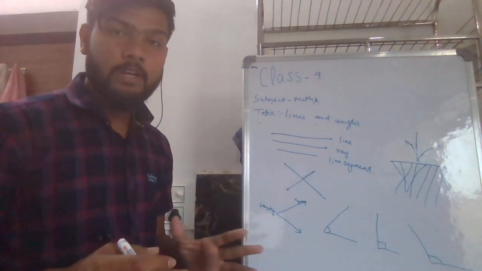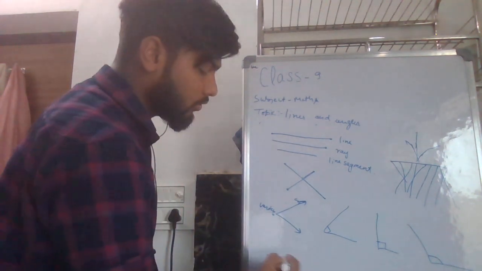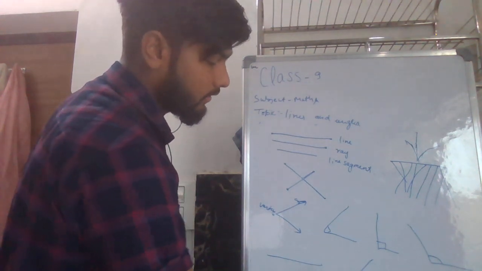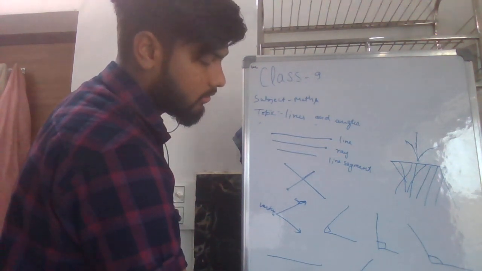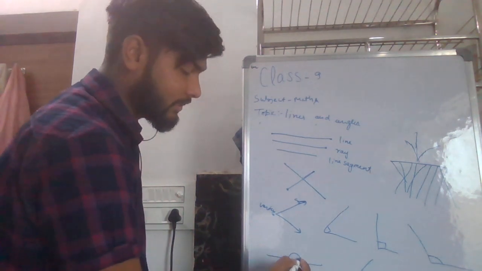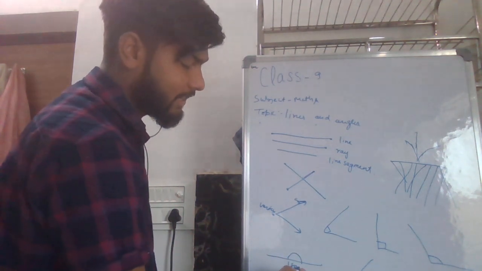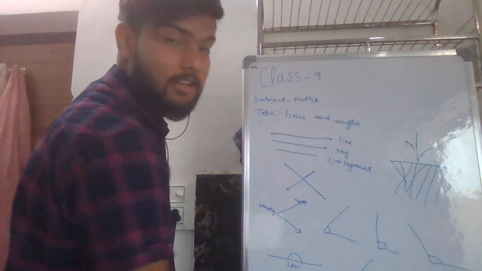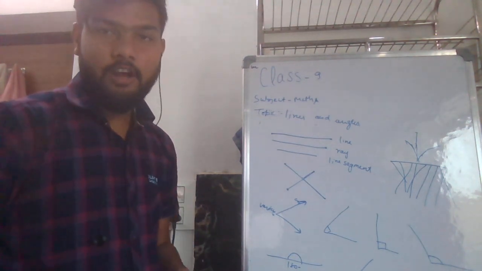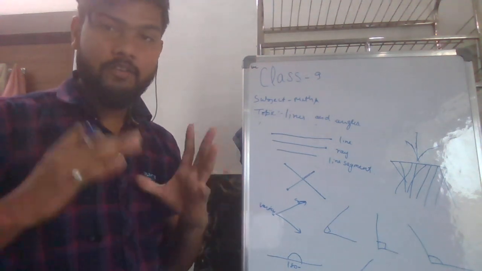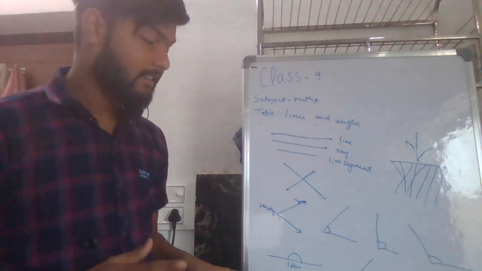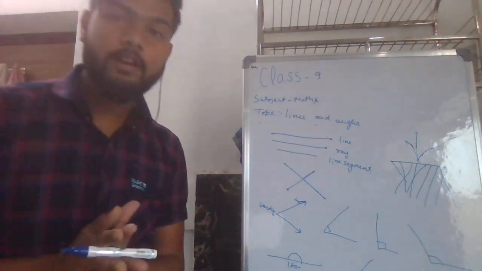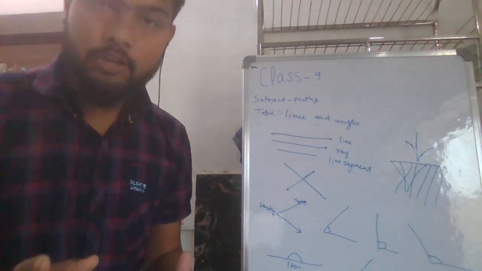I have one more angle, and you have to tell me which type of angle it is. Yes, very good. This 180 degrees is a straight angle and this is a reflex angle. Now, students, these are the straight angle and the reflex angle.